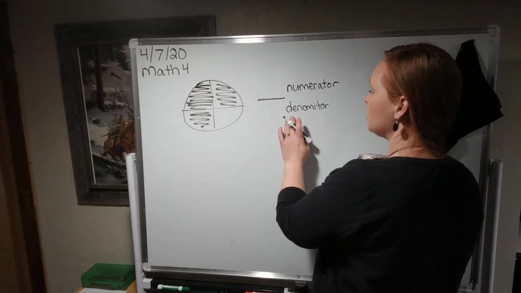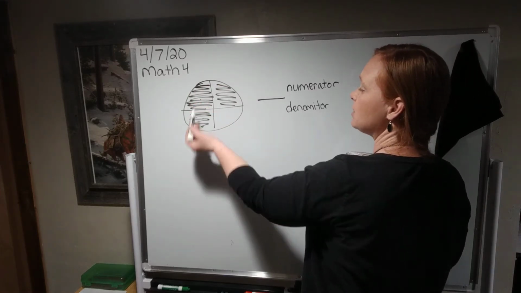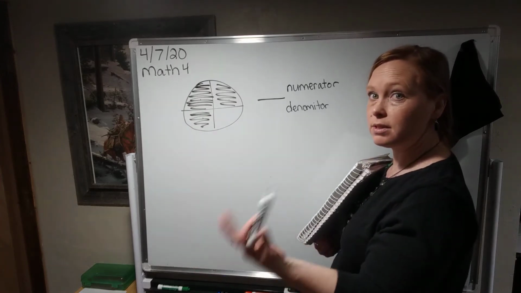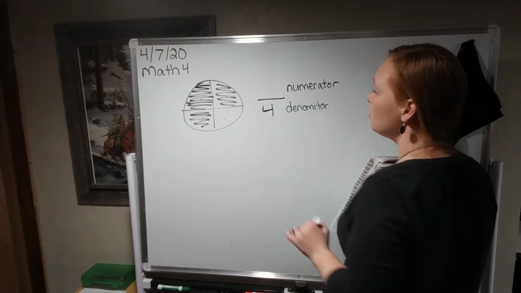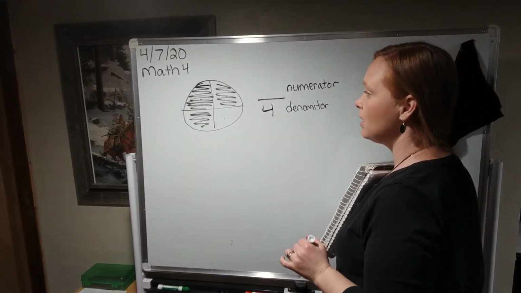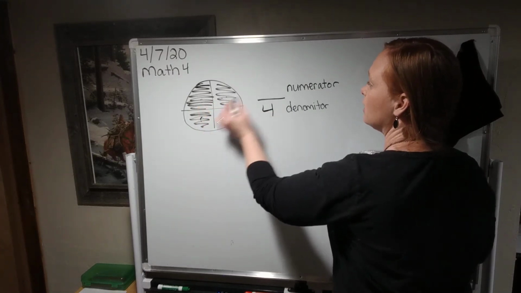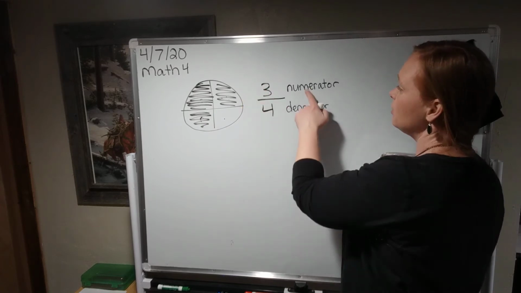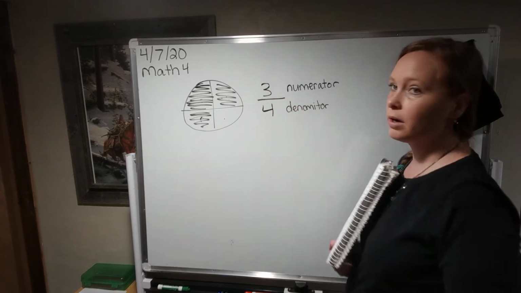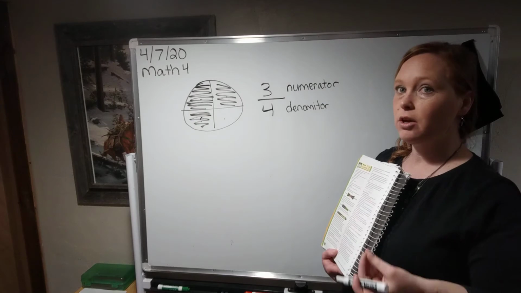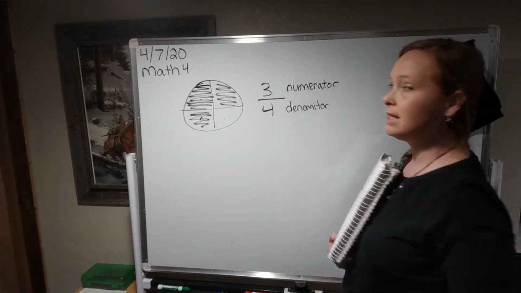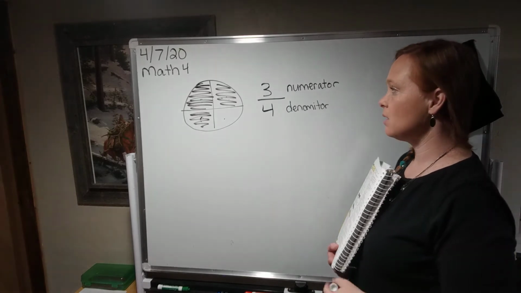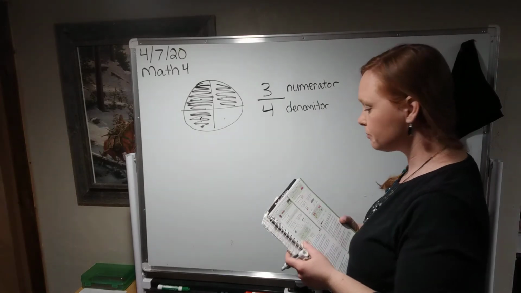So I like to start with the denominator, and let's count how many pieces of pizza there were when it was delivered. 1, 2, 3, 4. There were 4 pieces of pizza, and how many are left, or how many are shaded? 3. So our numerator is 3, and our denominator is 4, and we would call this fraction 3/4. Notice that the bottom one has a TH on the bottom, and that's how we properly read that fraction.